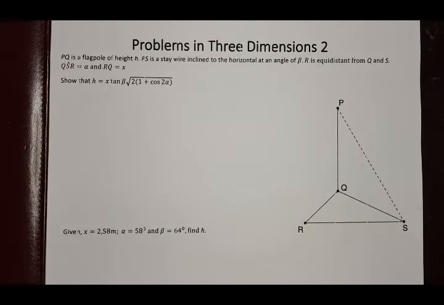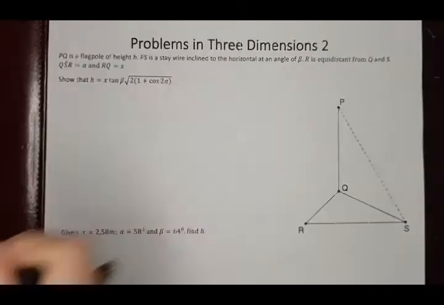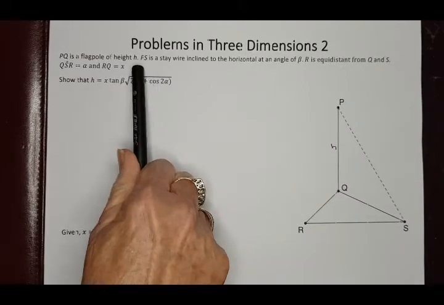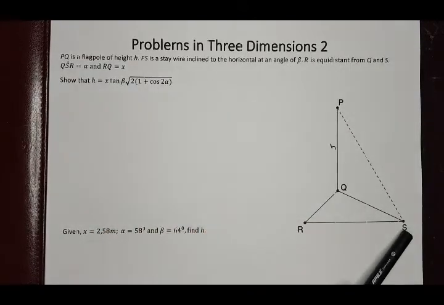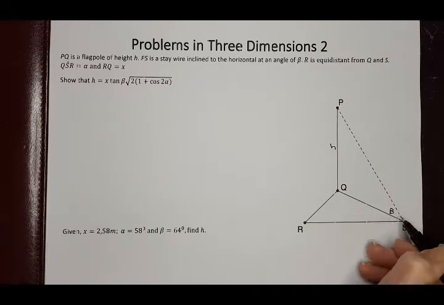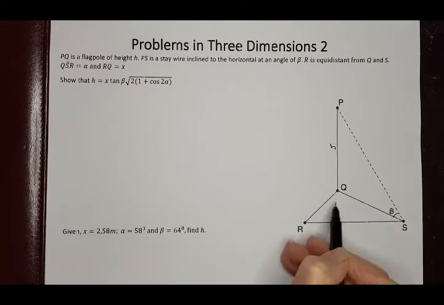The second problem in 3 dimensions that we're going to do is as follows. PQ is a flagpole of height h. So this distance over here is h. A stay wire PS is inclined to the horizontal at an angle of beta. It is inclined to the horizontal. Remember, that is a horizontal line.